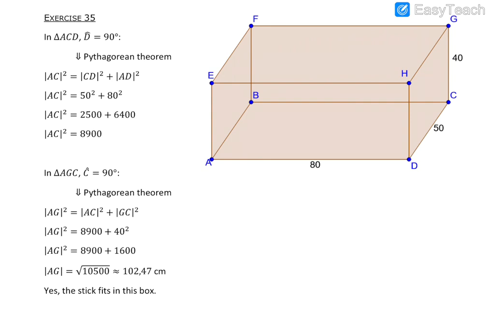Yes, the stick is going to fit into the box because the body diagonal is 102.47 centimeters.